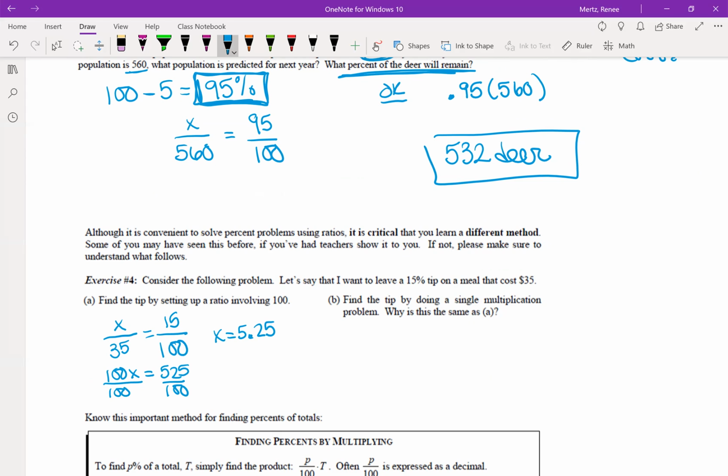Find the tip by doing a single multiplication. So 15% as a decimal equals 0.15. We would want to multiply 0.15 times 35 to figure out the amount. So if you type that in, we would also get $5.25.